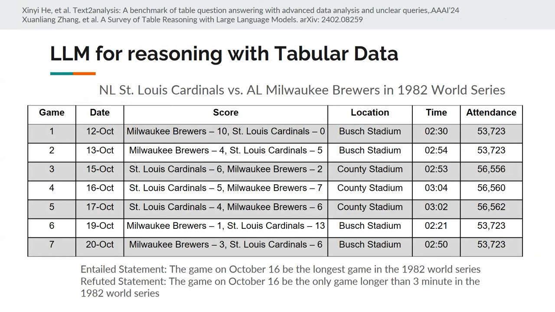From this table, we can entail a statement, that is, the game on October 16th was the longest game in the 1982 World Series. On the other hand, we can refute a statement: the game on October 16 was the only game longer than 3 minutes in the 1982 World Series, because we can find the game on October 17 is also longer than 3 minutes. To verify this statement is our task.